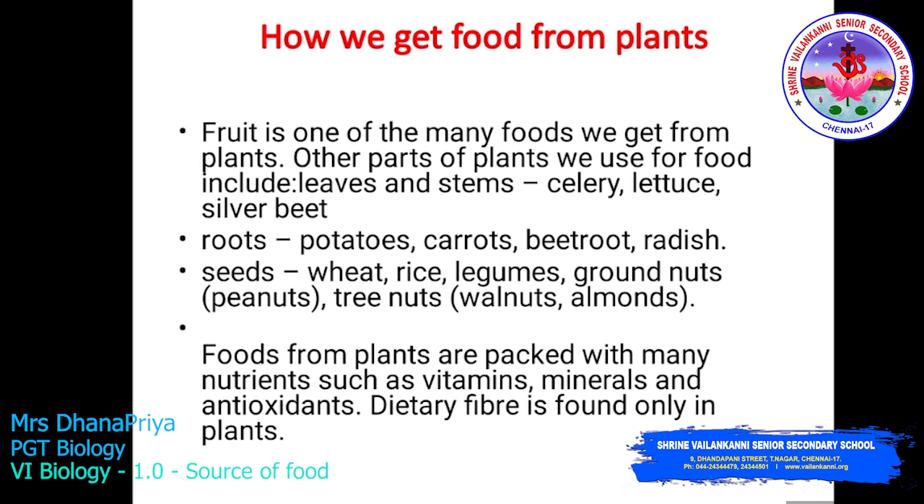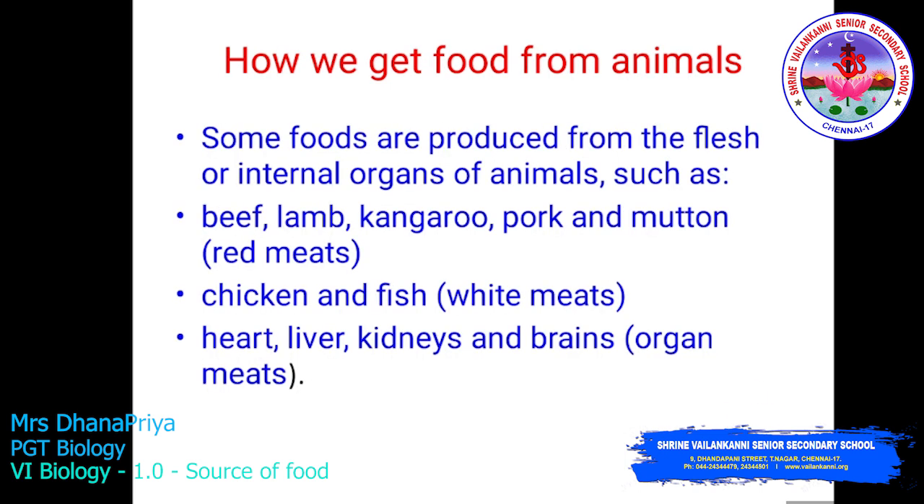Foods from plants are packed with many nutrients such as vitamins, minerals and antioxidants. Most of the fruits we take are rich in antioxidants. What is an antioxidant? These are vitamin-rich foods that help fight against harmful agents. Dietary fiber is found only in plants.